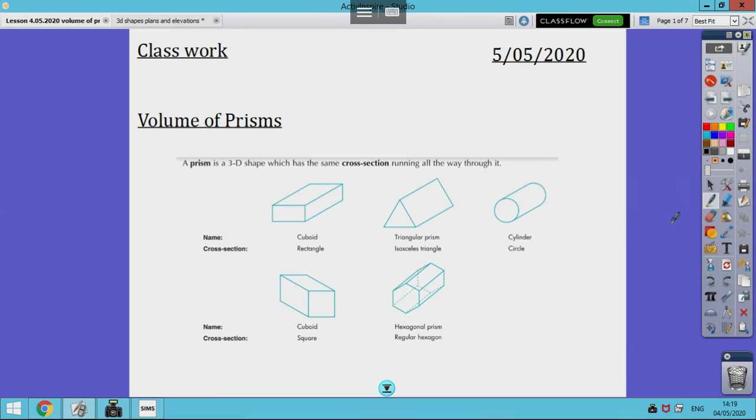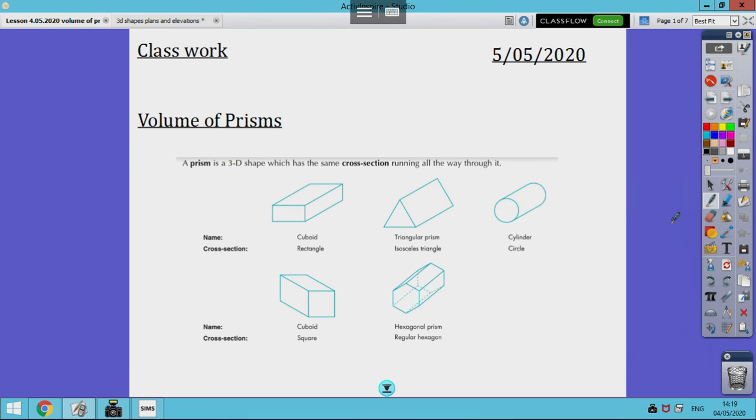So if we look at this definition here, a prism is a 3D shape which has the same cross-section running all the way through it. Now that word cross-section is a key word, very important that you remember what that is. And if we look at these 5 shapes that are here, you'll see we've got cuboid, triangular prism, cylinder, another cuboid, and then we've got a hexagonal prism.